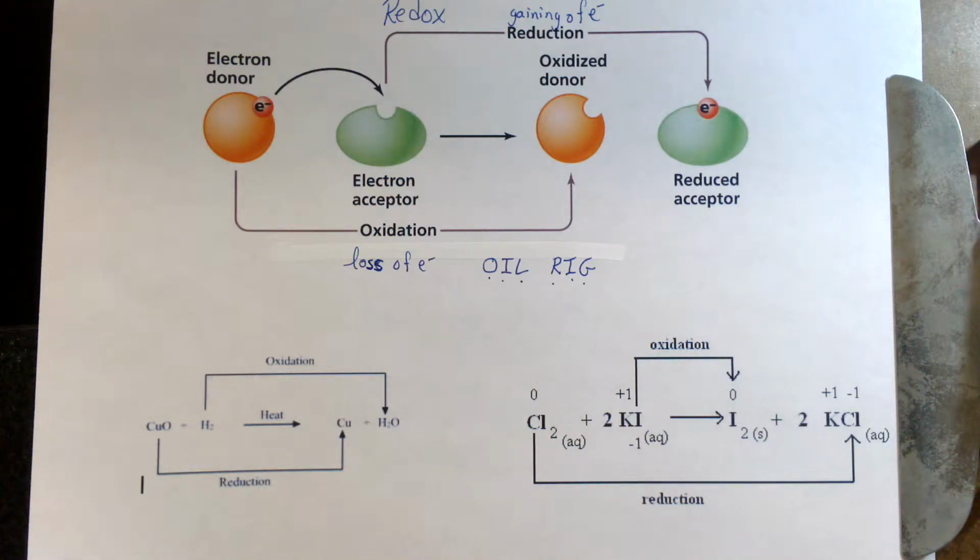Okay, let's take a look at a couple of examples of redox reactions, and let's see how we lose electrons and we gain electrons in these two simultaneous reactions. Okay, let's look at this here. We have copper 2 oxide, CuO, plus hydrogen gas, H2, yielding pure copper metal and water.